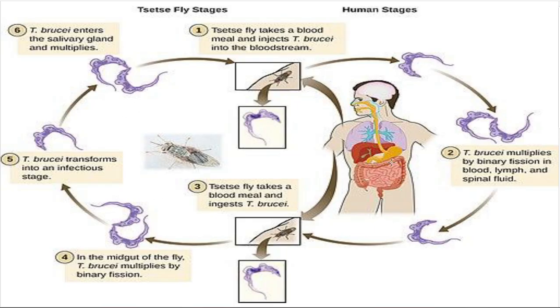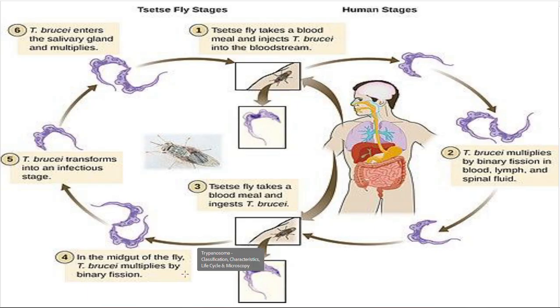So this is the diagram of the life cycle of Trypanosoma brucei. You can see the tsetse fly takes a blood meal and injects Trypanosoma brucei into the bloodstream of the human. Here, brucei multiplies by binary fission in the blood, lymph, and spinal fluid. From here, the tsetse fly takes the blood meal and ingests Trypanosoma brucei.